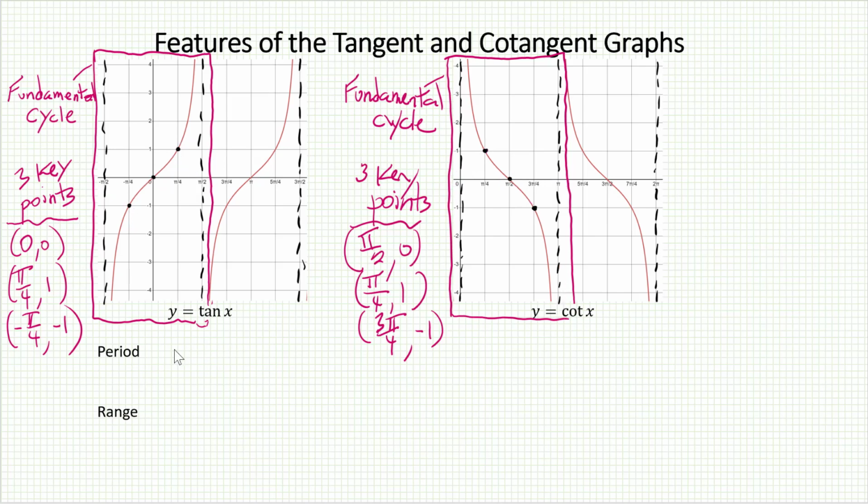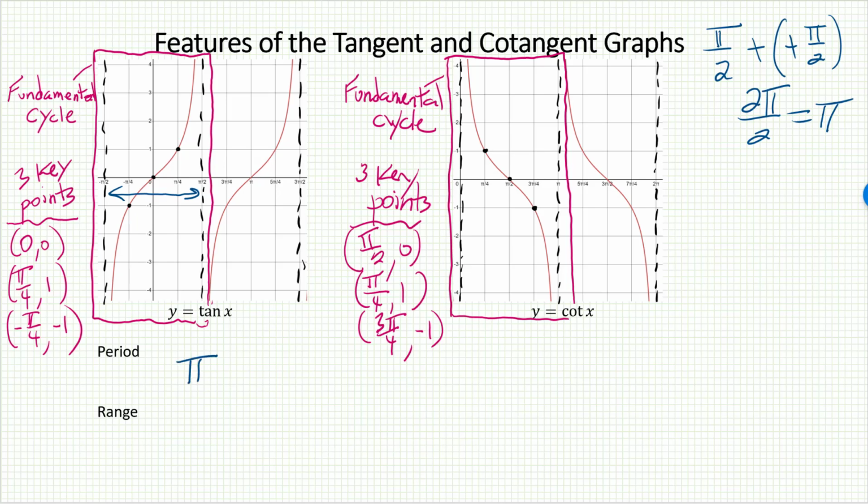Okay, so what about the period of these two functions? Well, we know that the basic shape just repeats itself between each set of vertical asymptotes. So if we can just figure out how far apart the vertical asymptotes are, we'll have the period of our function. For the tangent function, in that fundamental cycle, the asymptotes go from negative pi over 2 to positive pi over 2. What would that distance be? I could just subtract to find out. Pi over 2 plus pi over 2 would be 2 pi over 2, which of course is just pi. So the period of the tangent function is pi. Every distance of pi, the whole graph repeats itself.